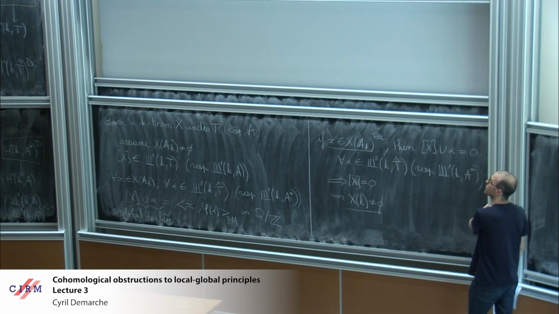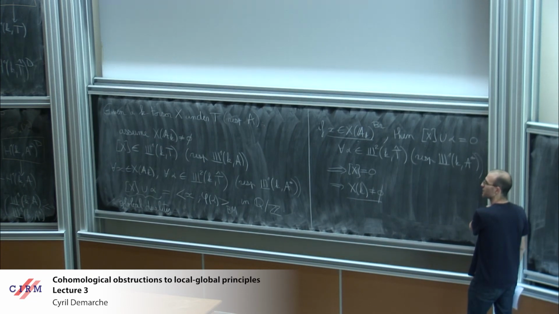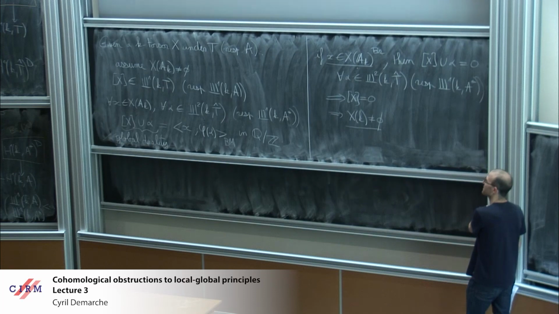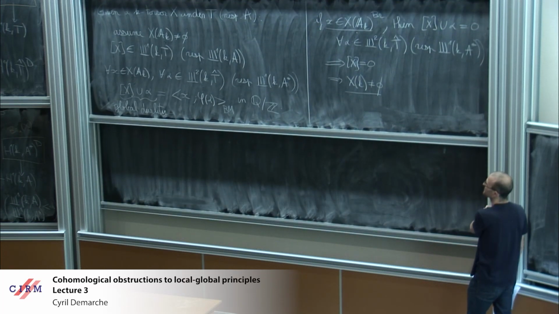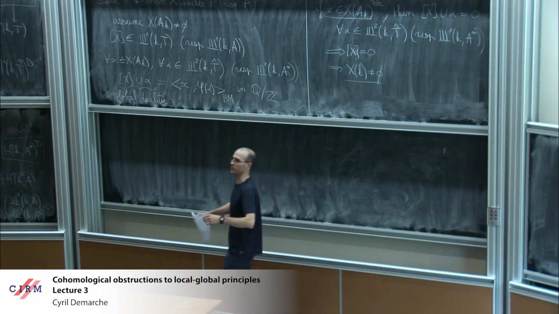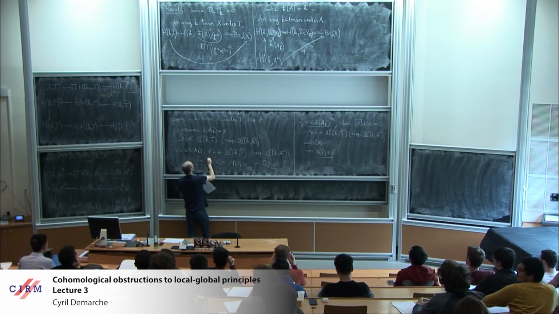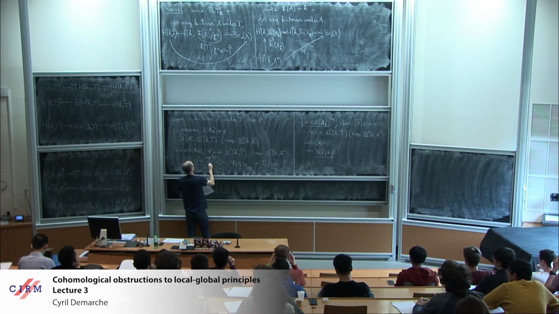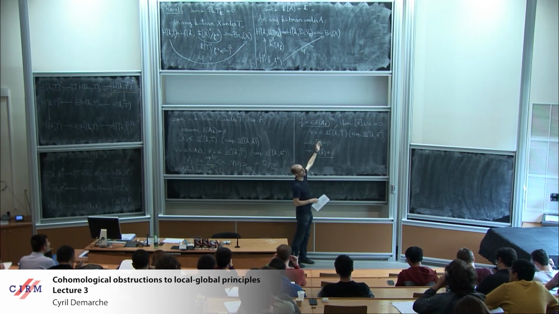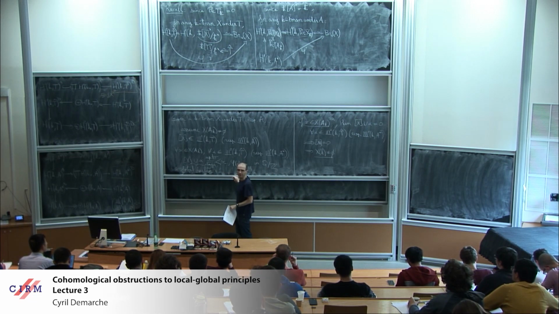I think in the paper by Harari and Szamuely, they proved that the sign was plus, but maybe in your book there is a sign. Well, maybe it depends on the convention. Okay. This is up to sign, but of course, since we are only interested here in the vanishing of this number, it is well defined up to sign.